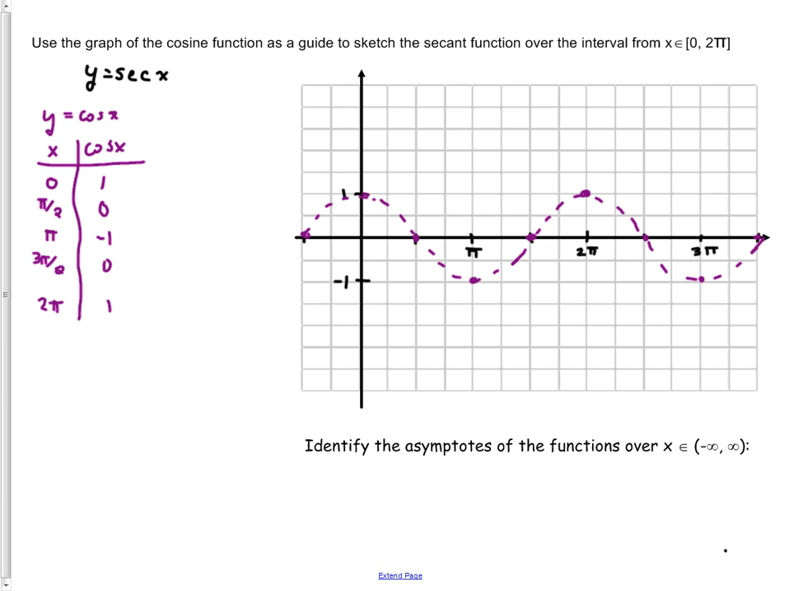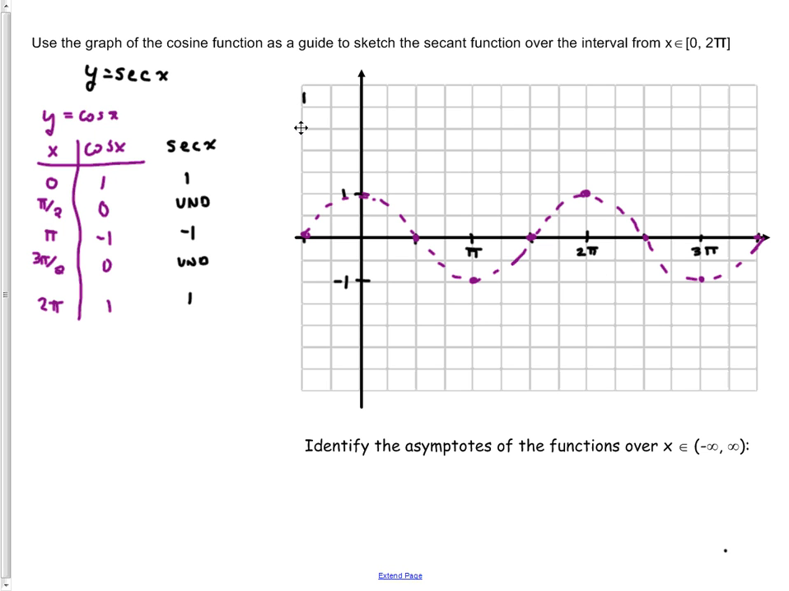What do I do with the secant? Well, secant of x, remember, is the reciprocal. So secant of x at 0 will also be 1. Secant of pi over 2, however, is going to be undefined. Then at pi, we get negative 1, just like cosine would. We get undefined again at 3 pi over 2, and then we go back to positive 1. And so we're going to find vertical asymptotes anywhere this cosine of x graph crosses the x-axis.